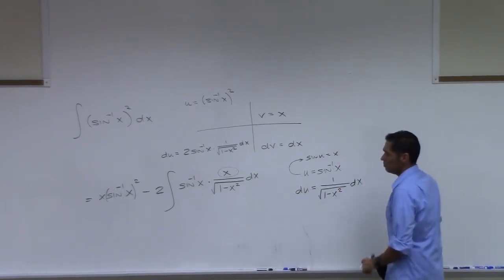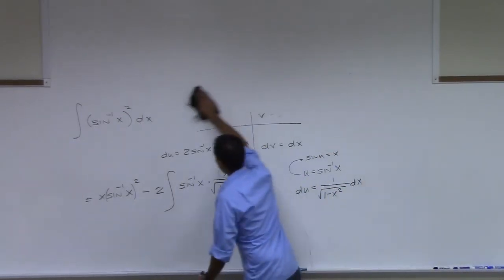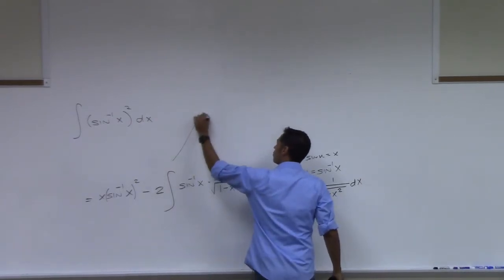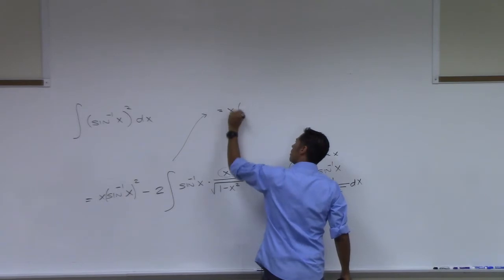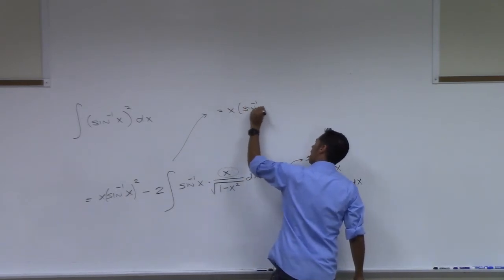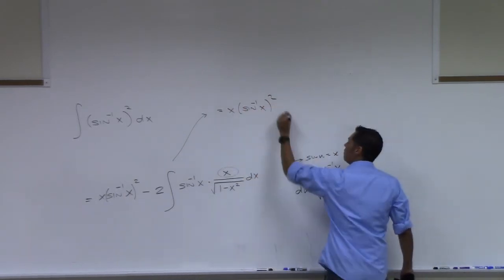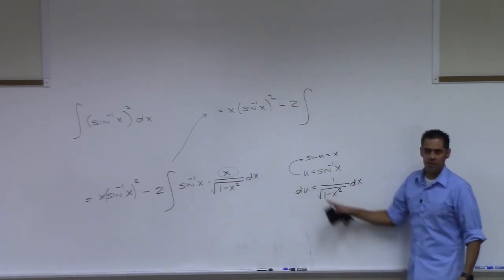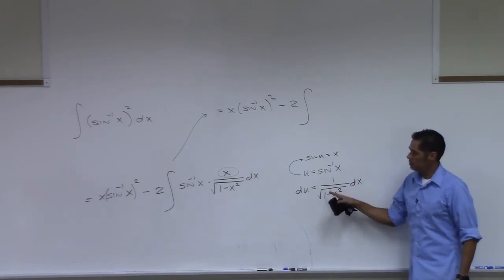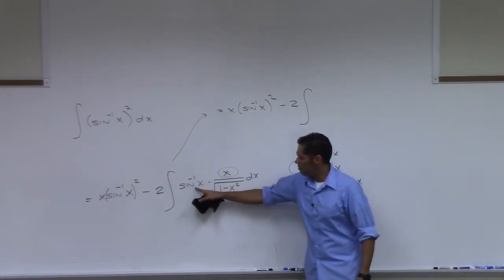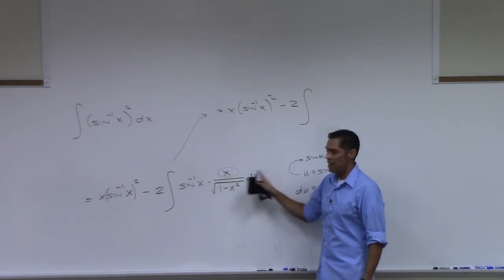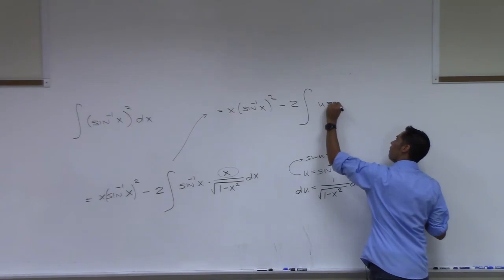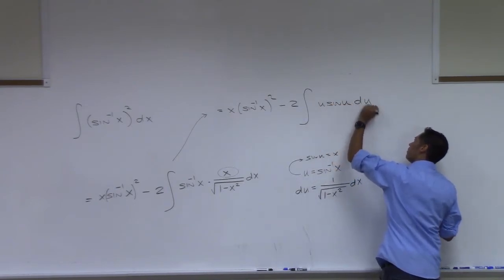Yeah. So let's rewrite that. Get rid of this. Okay, so this becomes equal to x arc sine of x squared minus 2 times the integral, and we've done all of this substitution, right? In here. So it's going to be u, that's going to be sine u, and all of that's du. So it's just u sine u du.